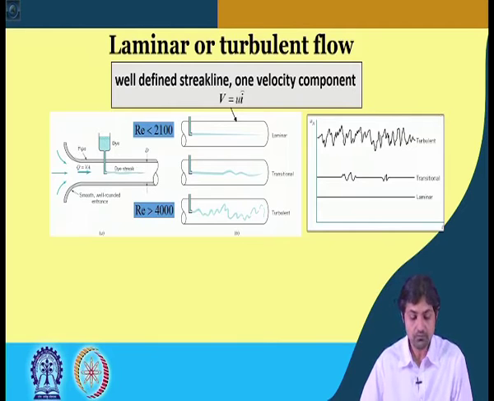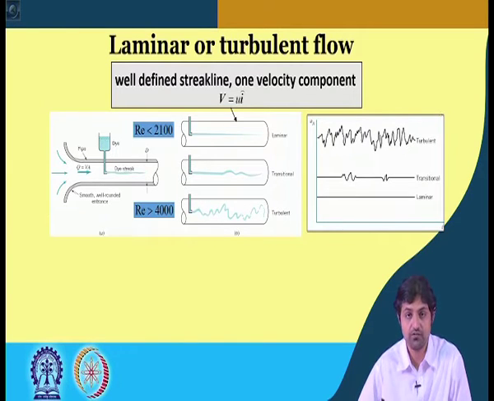So for laminar flow, it is a well defined streak line, and there is only one velocity component, that is u of I. I means in x direction, a unit vector in the x direction is i cap. So velocity is u i cap.